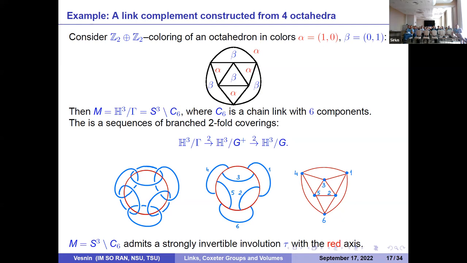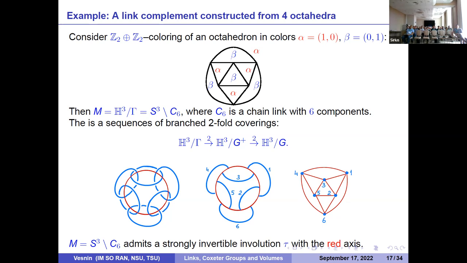Let me start from the second line. In blue you have the chain link, so you have six circles linked one by one cyclically. If you look at this picture, you can imagine the involution around the red zone. You can use an inversion and you'll get the same link. So let us consider the quotient of our link complement by this involution.